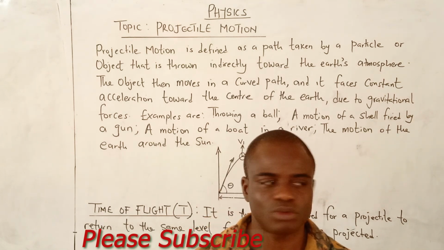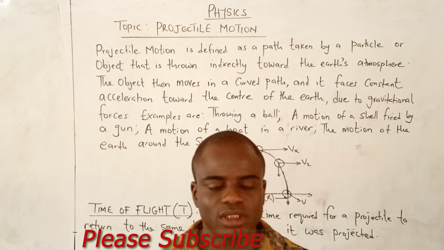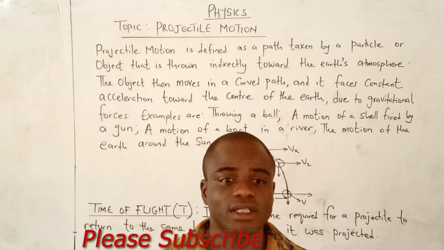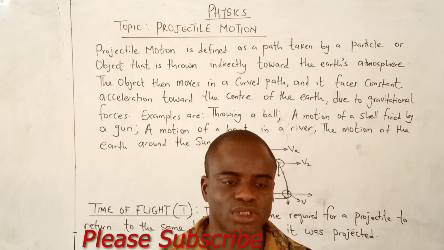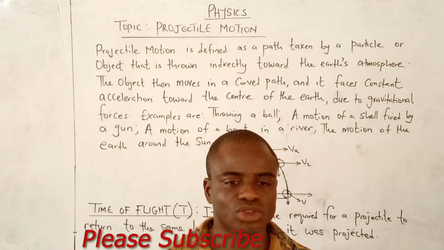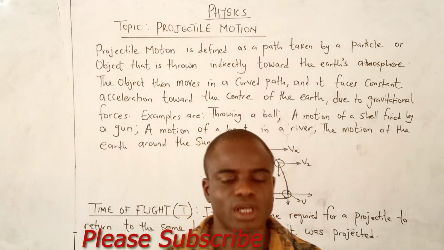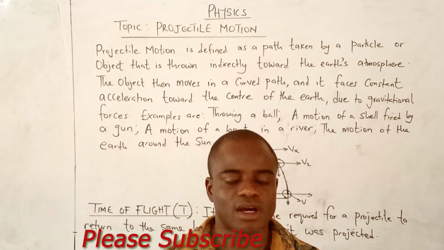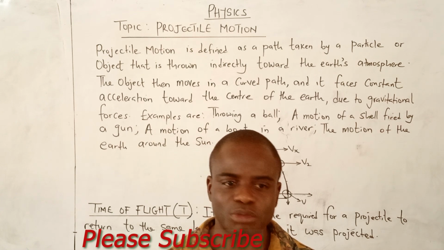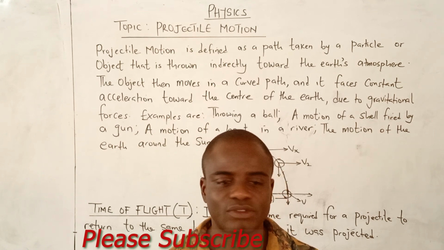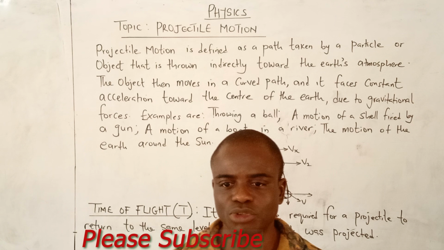Projectile motion deals with when you throw an object in a parabolic way, or in a curved path. It is defined as the path taken by an object or particle that is thrown indirectly towards the Earth's atmosphere, and it follows a curved path. The acceleration is constant when an object moves due to the gravitational force.